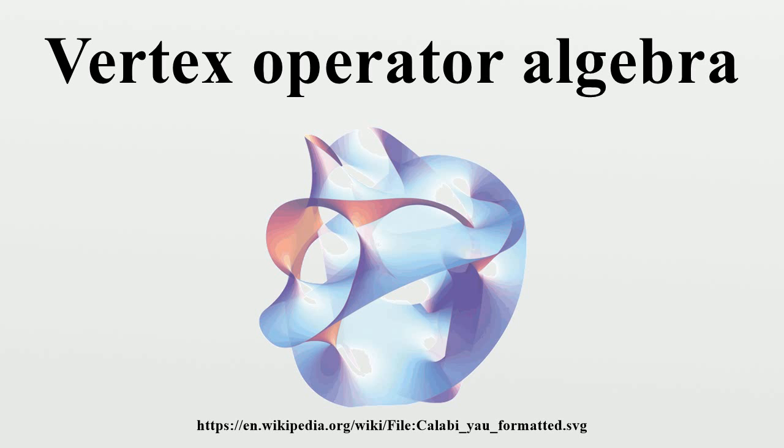These data are required to satisfy the following axioms. Identity: for any u in V, u equals Y(1, z)u and Y(u, z)1 equals u plus z times some element of V[[z]]. Translation: T1 equals 0, and for any u, v in V, the translation relation holds. Locality: for any u, v, there exists a positive integer n such that the locality relation holds.